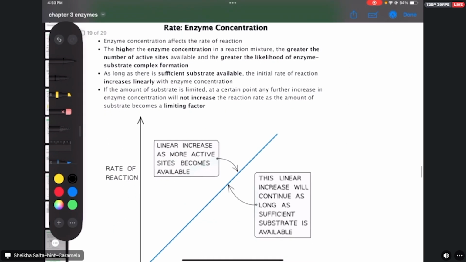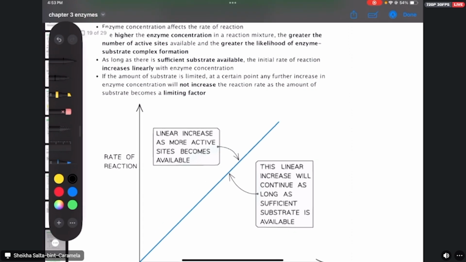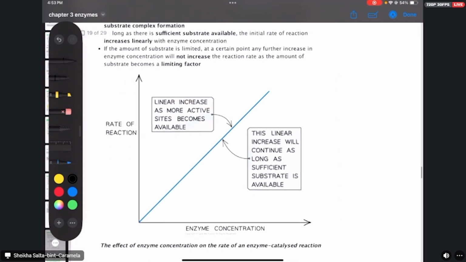Next, we have enzyme concentration. Enzyme concentration will also affect the rate of reaction. If there's a higher enzyme concentration, then there will be a greater number of active sites available for the substrate to bind to, and a greater likelihood for enzyme substrate complexes to form. As long as there is sufficient substrate available, the graph would look linear like this. Once the substrate quantity decreases, the substrate concentration becomes the limiting factor. Even if you increase the enzyme concentration, that would have no effect on the rate of reaction, as the substrate won't be available for a reaction to take place.